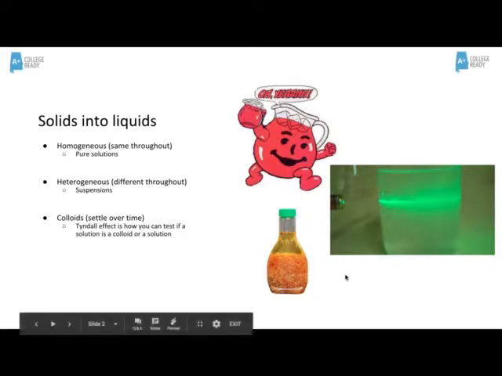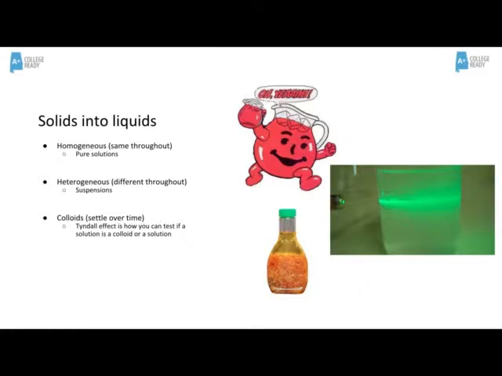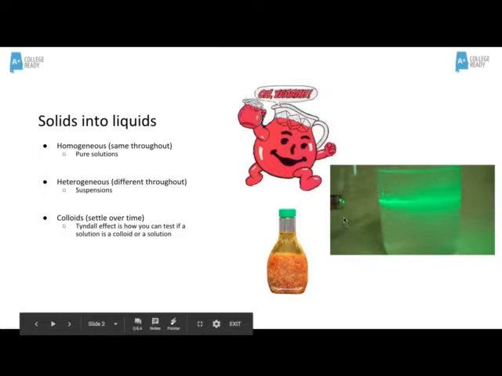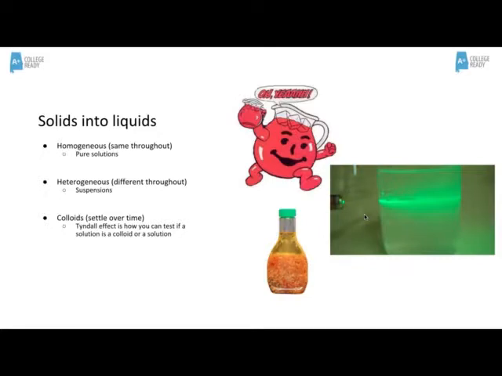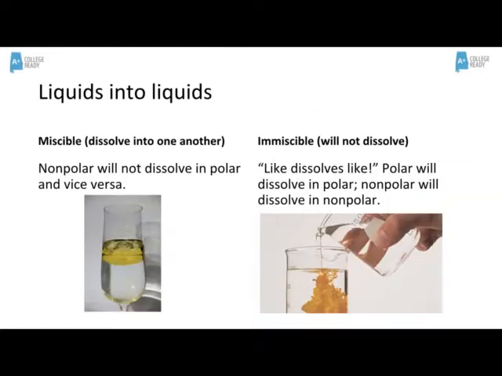A colloid appears to be a homogeneous mixture, but if you leave it out over time, it will settle out. The most common example of a colloid would be milk. Milk looks homogeneous, but if you leave it sitting out on the counter, you could slowly see the different layers settle out. You can tell the difference between a homogeneous mixture and a colloid by using the Tyndall effect. If you shine a light through, like you see in this picture, instead of passing straight through, the light will scatter, and that lets you know that it's a colloid and not a homogeneous mixture.